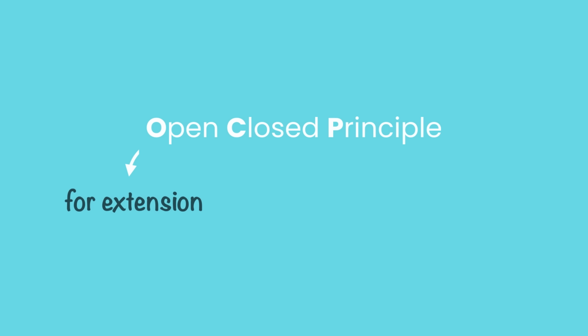That basically means our classes should be open for extension, but closed for modification. So we're not allowed to change the code in our classes. We can only extend it. Now, with this principle, we can add new functionality without changing the existing code. We can support new functions by adding new classes.